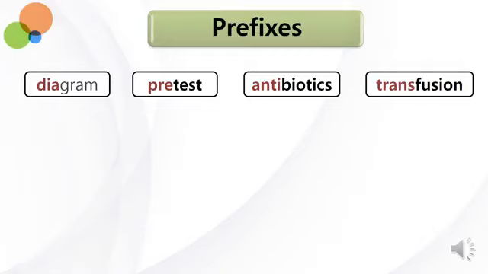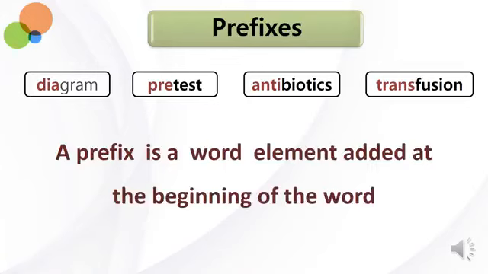From these terms, we can observe that there is dia before the word gram, pre before the word test, anti before the word biotics, and trans before the word element fusion. We can conclude that a prefix is a word element added at the beginning of the word, and of course, to give a different meaning to the word.